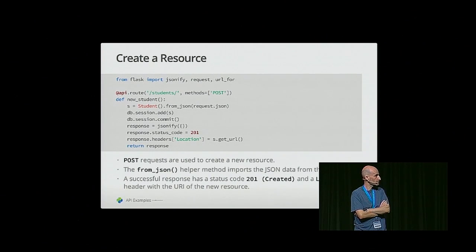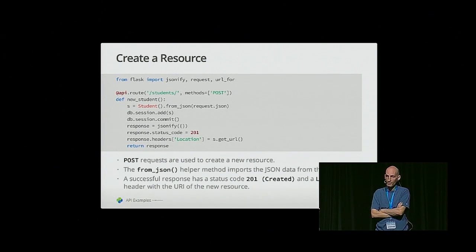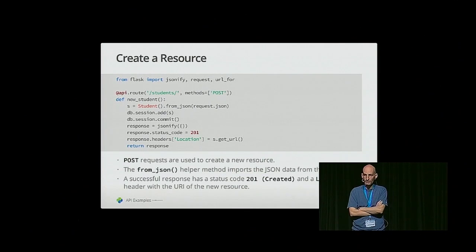So this takes the JSON from Flask. Flask gives me that in request.json. That comes in the form of a Python dictionary. And then the student imports itself from that dictionary. Then I write it to the database. Those are the two lines that follow with the session. That's how you write something with Flask-SQLAlchemy.